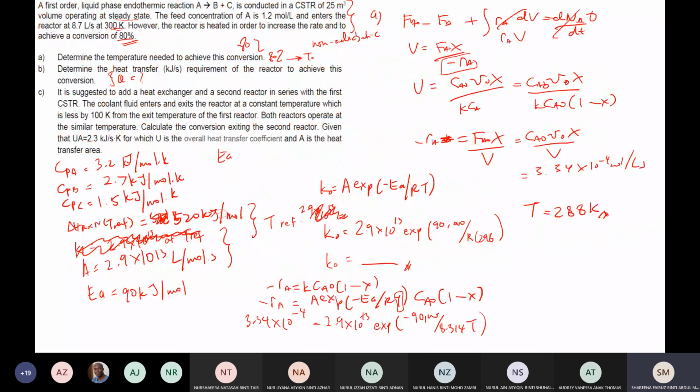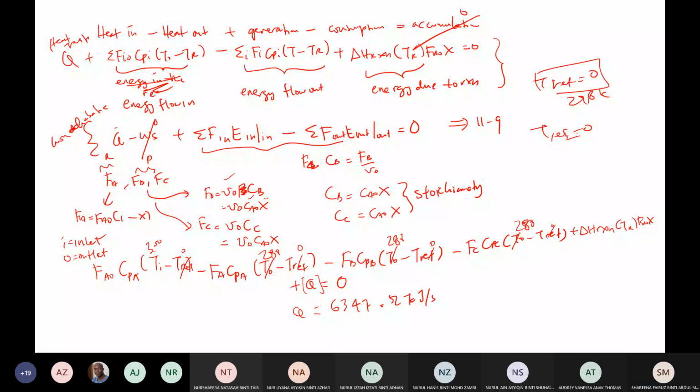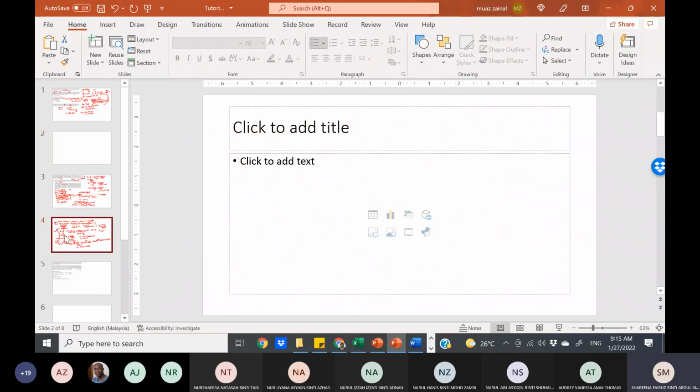Part C, if it is suggested to add a heat exchanger. Now we have a heat exchanger and a second reactor in series with the first CSTR. The coolant fluid enters and exits the reactor at a constant temperature which is less by 100K from the exit temperature for the first reactor. So we actually have a reactor. Let me add a slide. Now there are two reactors connected to a heat exchanger, then connected to another one, which is a CSTR.